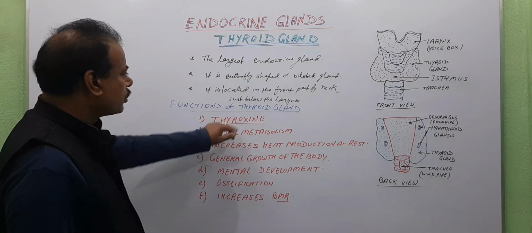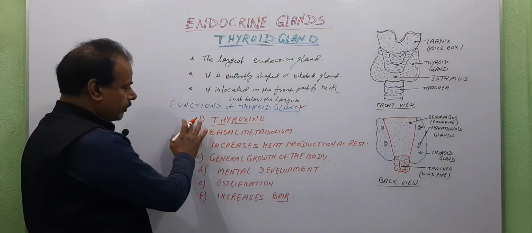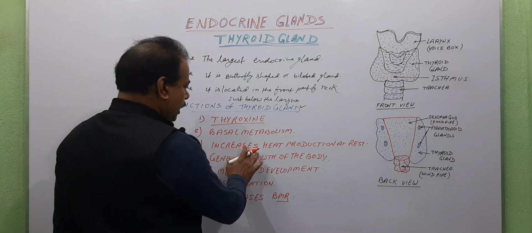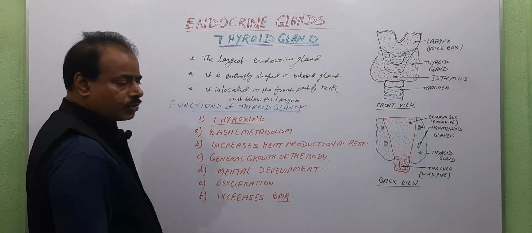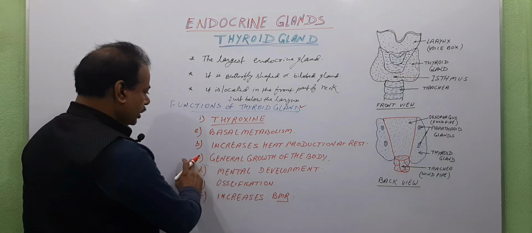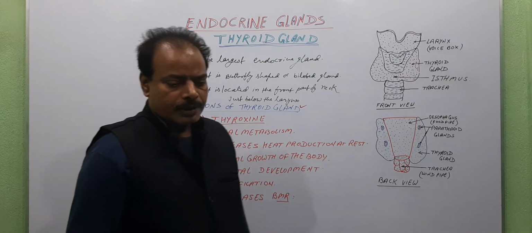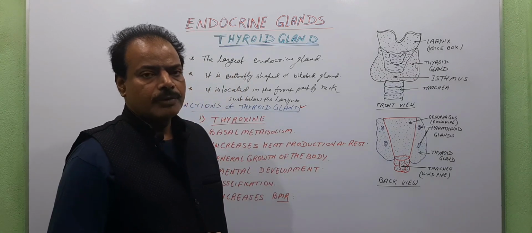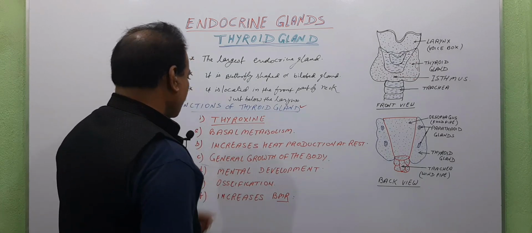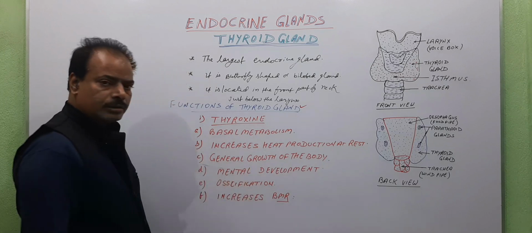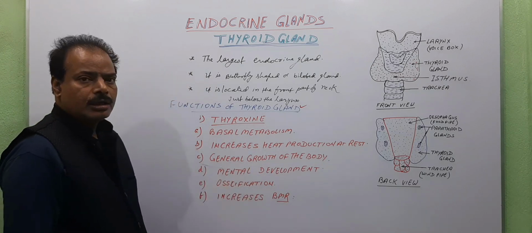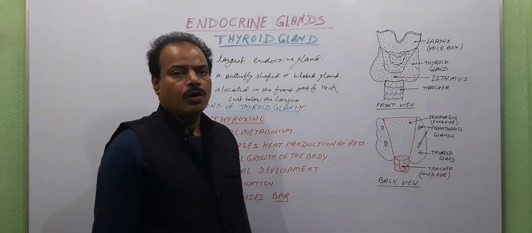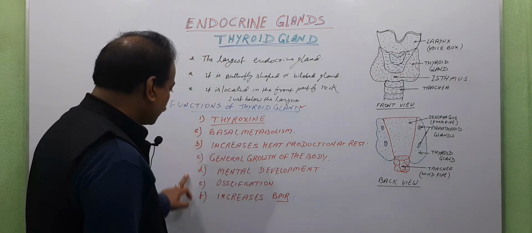So these are the important functions of thyroid gland. What are the functions? Number one, basal metabolism is regulated by thyroxine. Number B, it helps in increasing heat production at rest so that body temperature can be maintained. Number C, general growth of the body. So our growth takes place in the presence of growth hormone secreted from pituitary gland as well as in the presence of thyroxine. It helps in mental development, and E, ossification, which helps in growth of the bones, and number F, it helps in increasing BMR or basal metabolic rate.